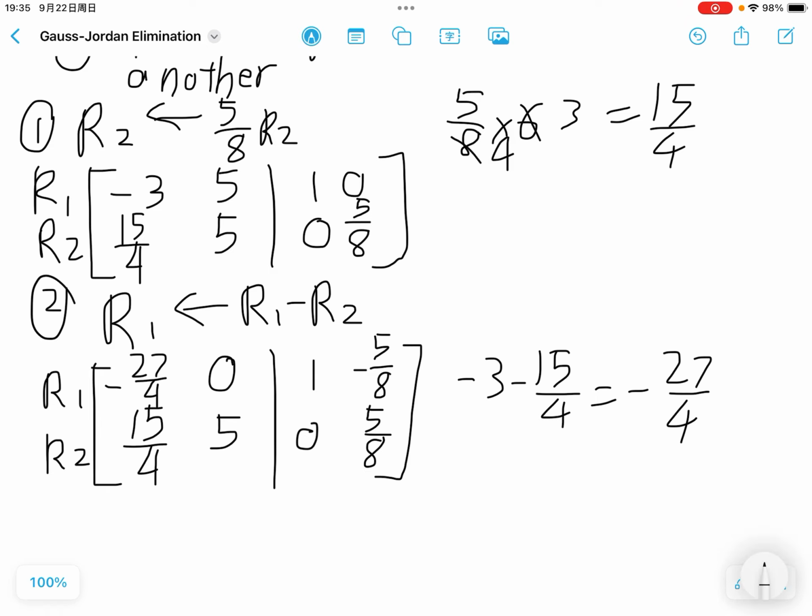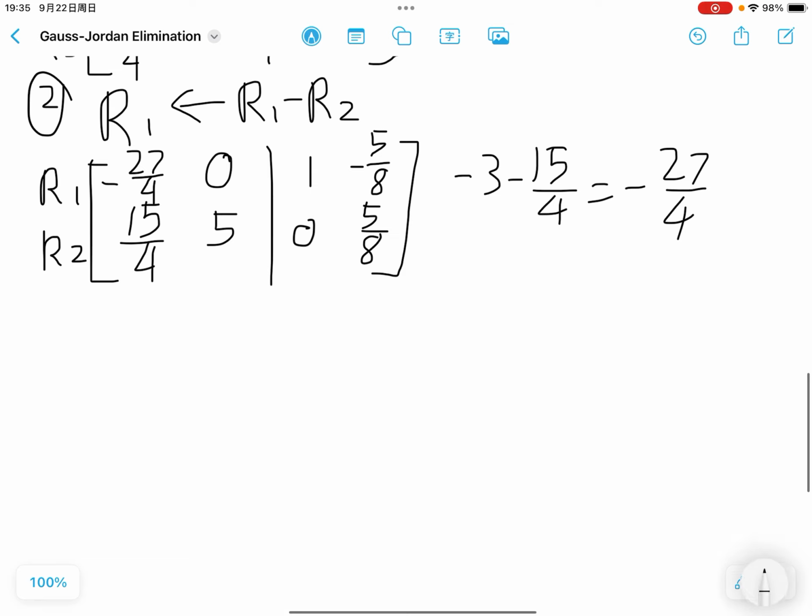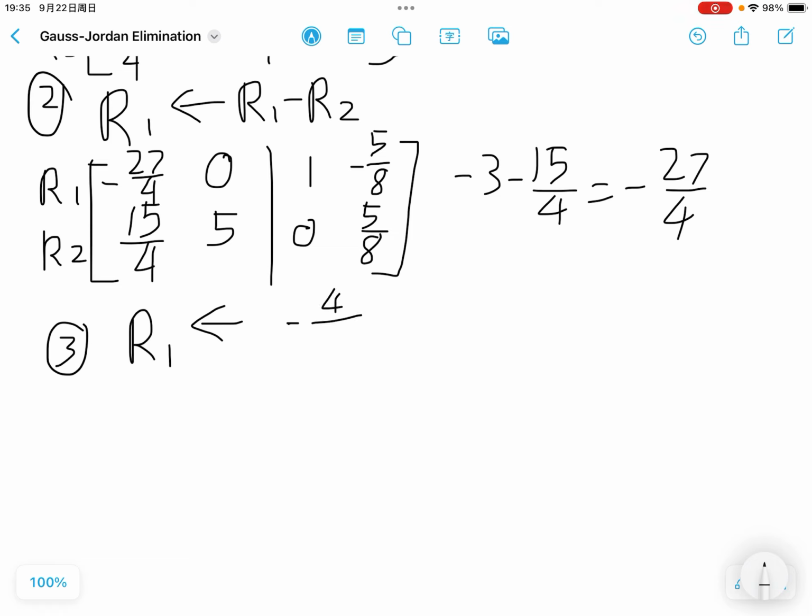Okay, so what's our third step then? Our third step is we want to turn this into 1. Because if this is 1, then we already have our first row, which is 1, 0, something, something. So we're closer to our identity matrix. So what can we do? We will just multiply this by its reciprocal, which is negative 4 over 27. So we multiply the entire row by this non-zero scalar. So we replace row 1 with the original row 1 times negative 4 over 27.